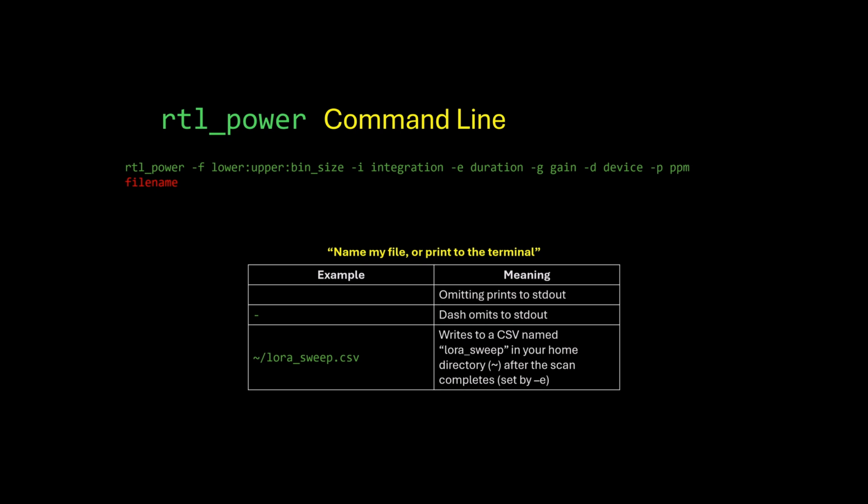And then if you actually specify something, so in this case, tilde slash lower sweep.csv, it'll write a CSV file called lower sweep to your home directory, which is what the little squiggly line, tilde, is. I forget what that is, I should know. Who cares, right? And that's it. So I'm going to shut up now and get VSCode up and running, and then we're going to do some of this live on the 900 ISM band.